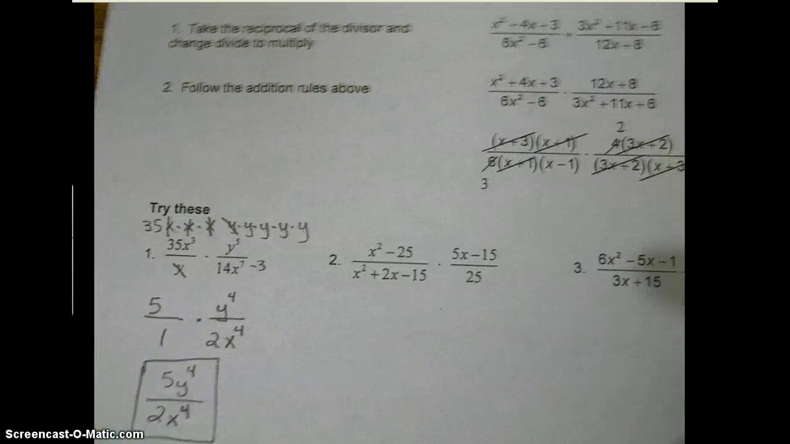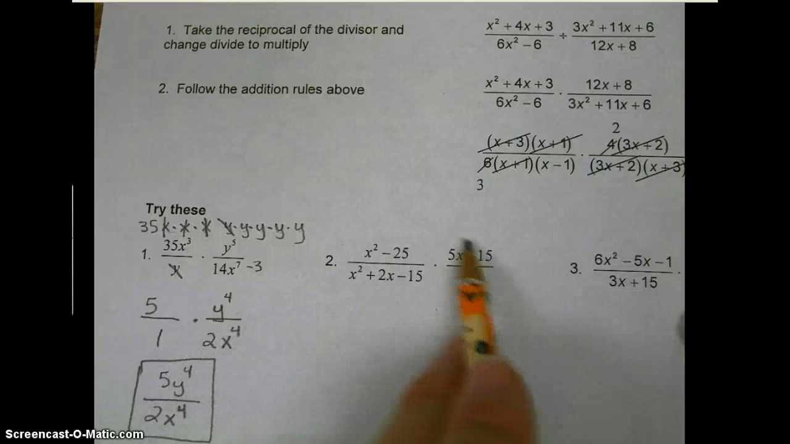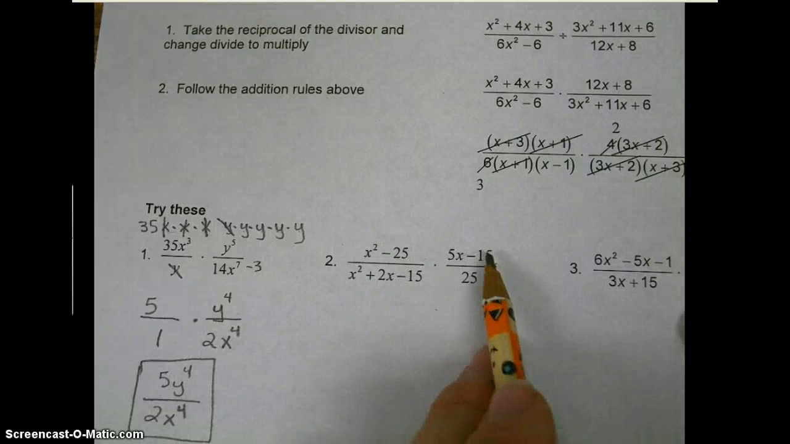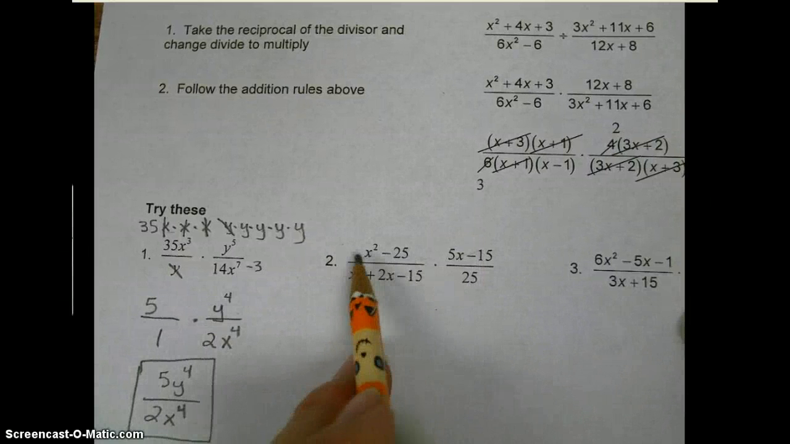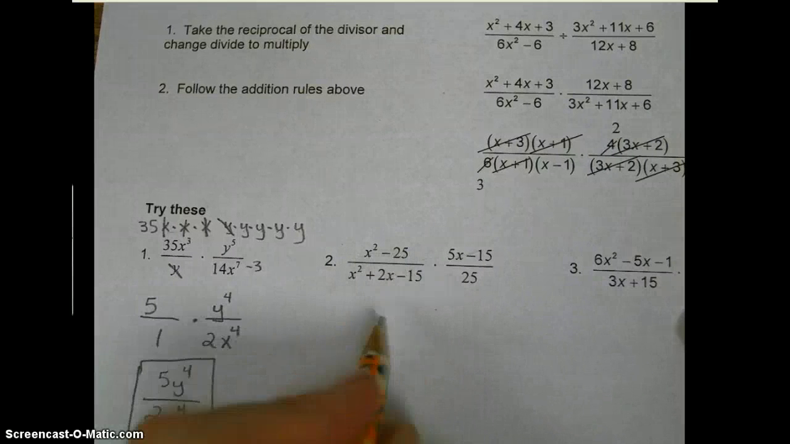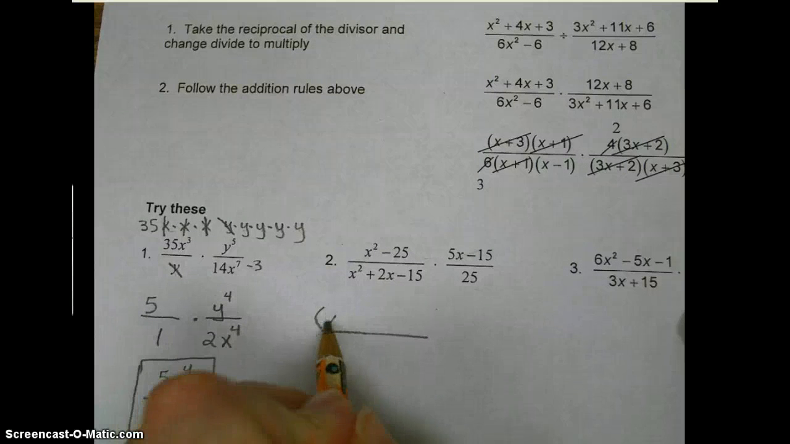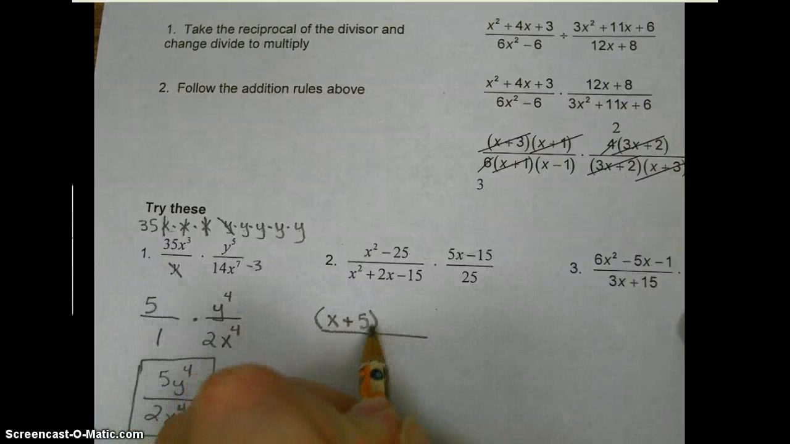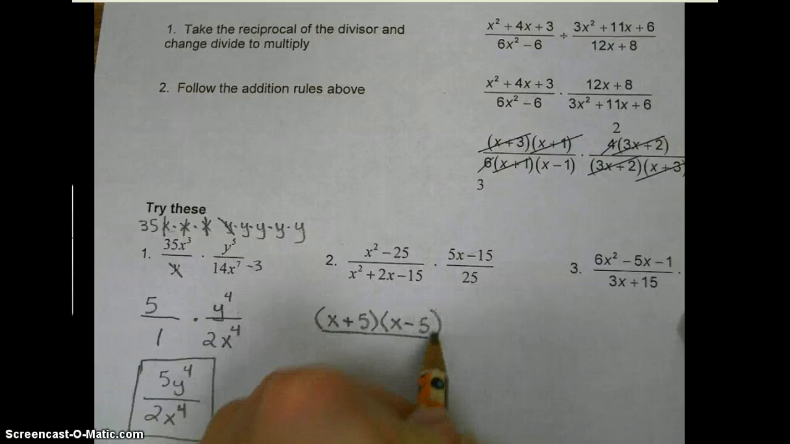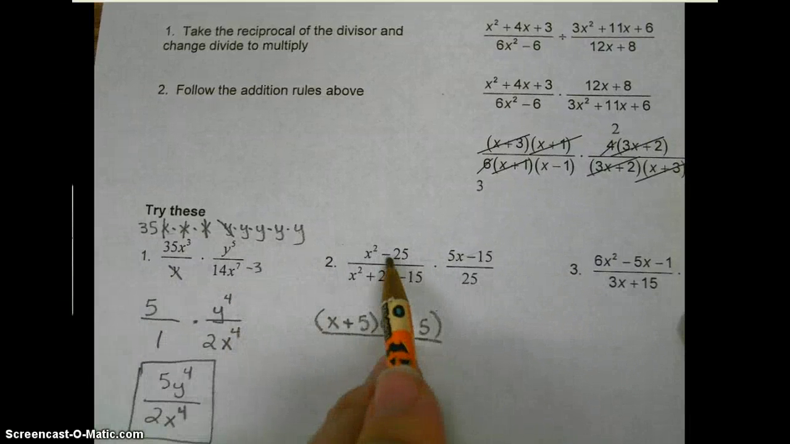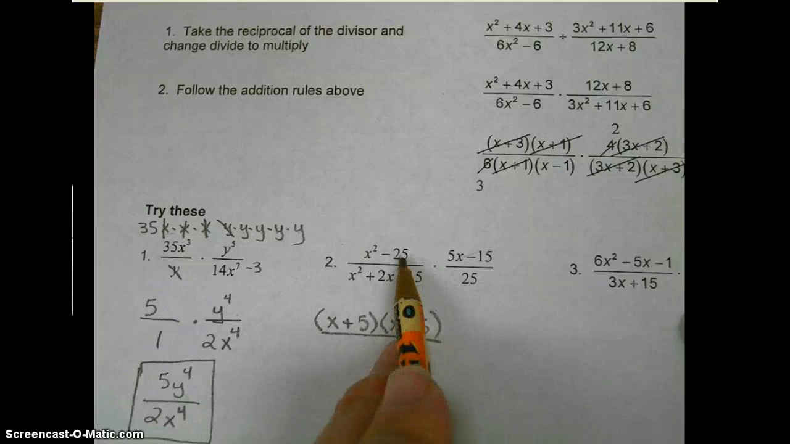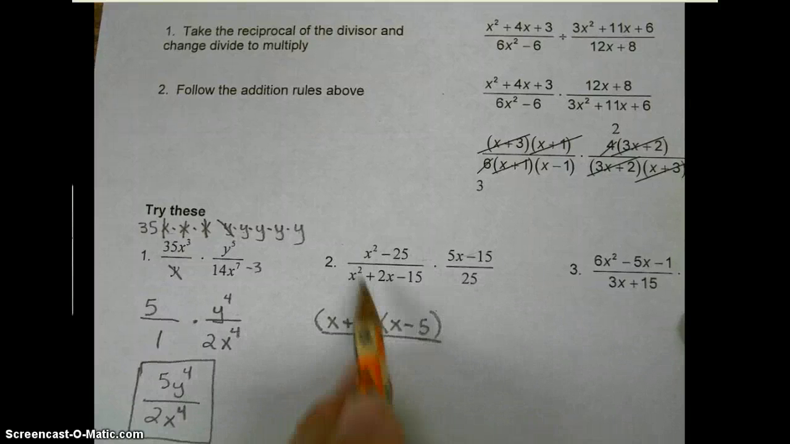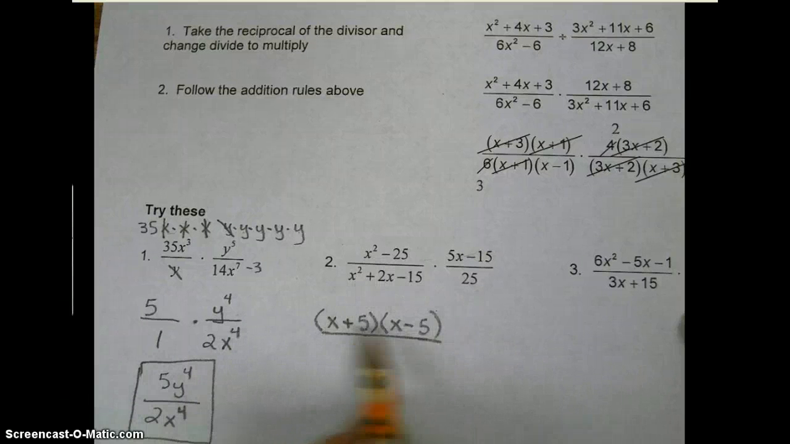Okay, looking at the next one. The next one, before we can cancel, we have to factor where we can. This one is the difference of two squares. That's a perfect square, that's a perfect square. So that one's going to immediately factor to x plus 5 and x minus 5. So when you're doing a difference of two perfect squares, one factor is positive or has a plus, one has a minus. The square root of 25 is 5, and the square root of x squared is x.